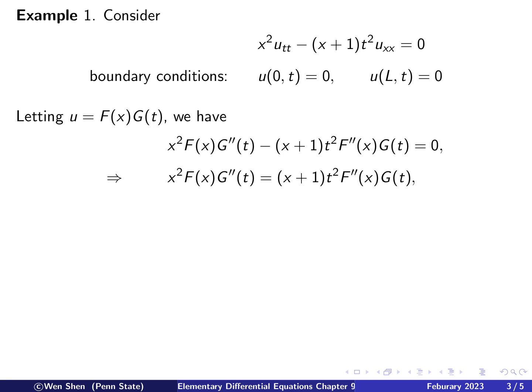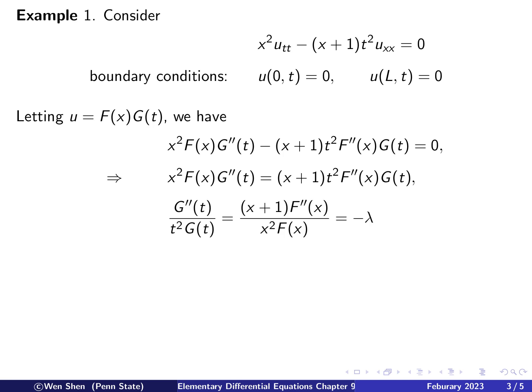So we see that on the left hand side, basically it's a product of one term depending only on x and one term depending only on t. And the similar thing happens to the right hand side. If you group the t squared with g_tt, that depends on t, and then you group the x plus 1 f double prime, that only depends on x. Okay, then you can separate x and t.